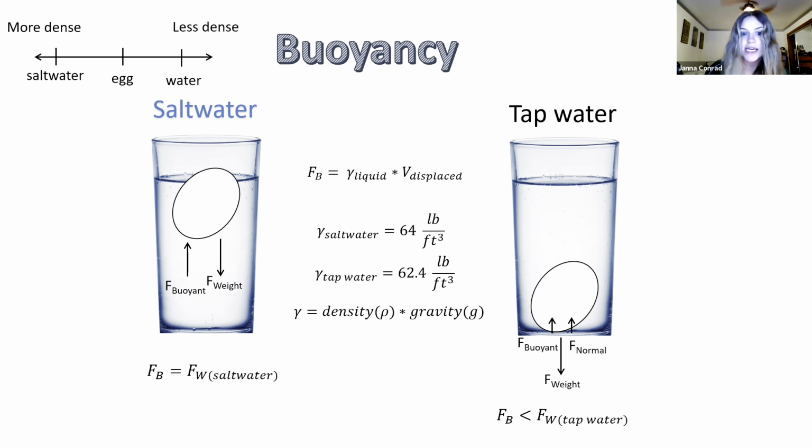So I have listed the densities and the specific gravities of the water. So you can tell, yes, we have a greater saltwater density, so that therefore we have a greater force buoyant, and that allows it to be equal to the weight. And we also see that the egg is not as dense as the salt water, and that is why as well it floats.